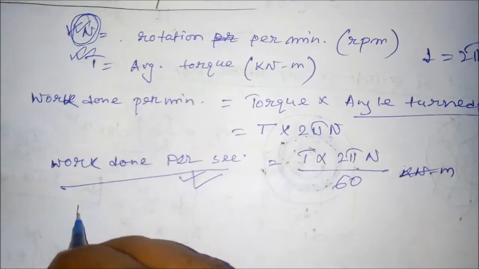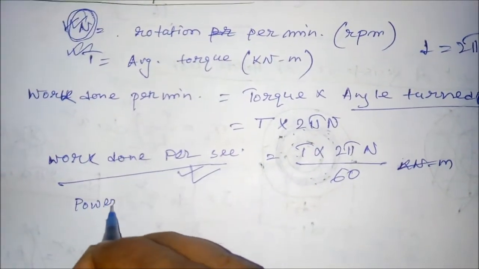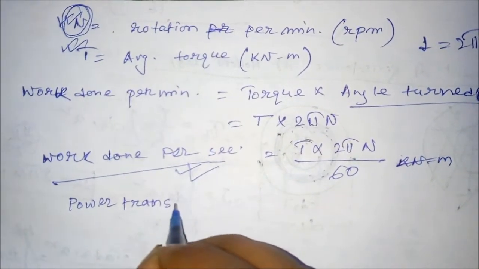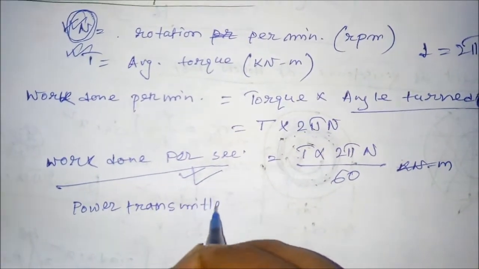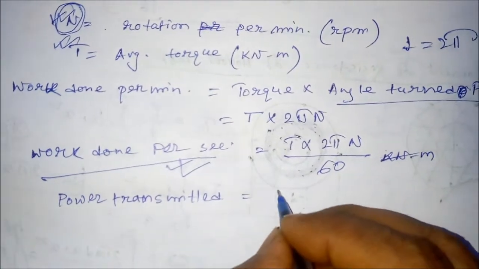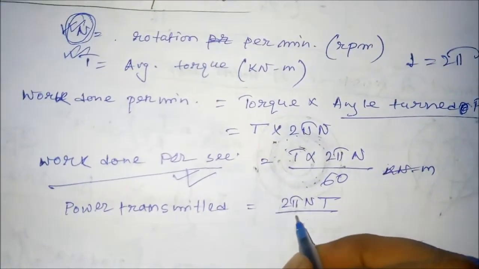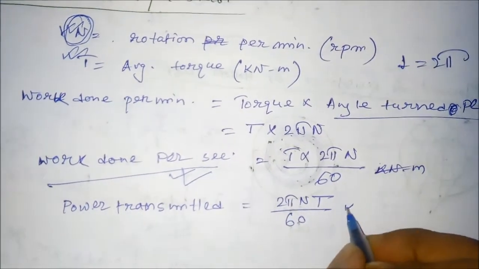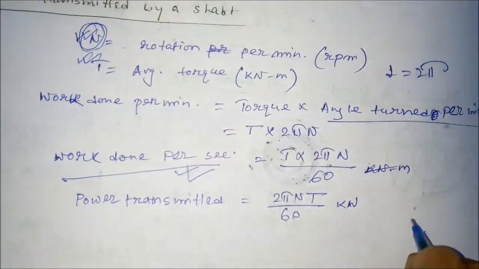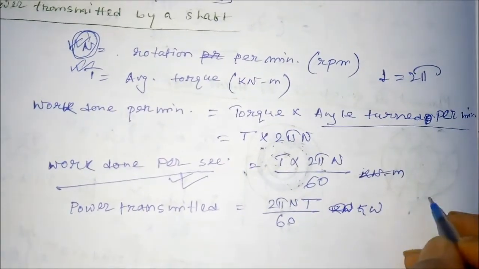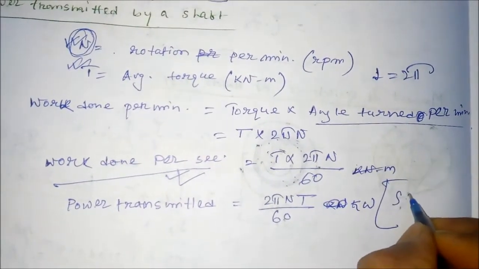So we can say the power transmitted is equal to 2 pi N T by 60 in kilowatt, right? This is in SI unit.